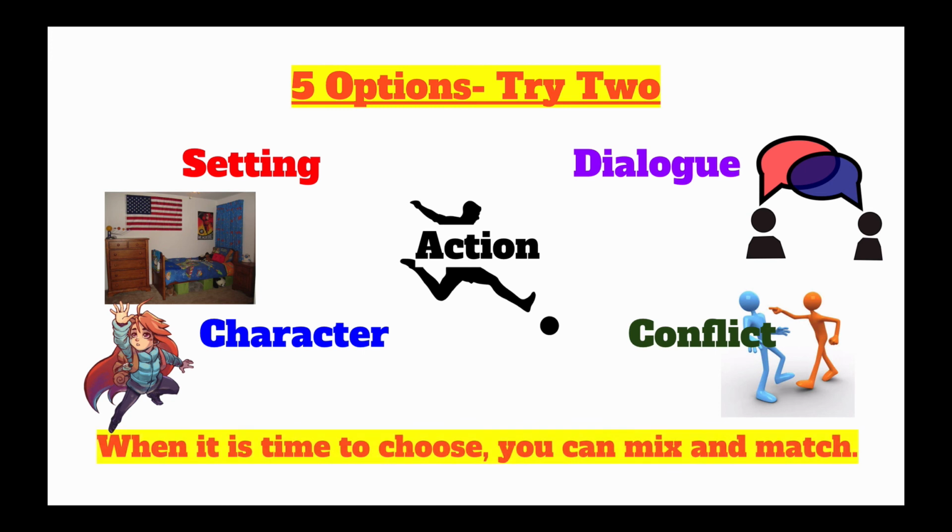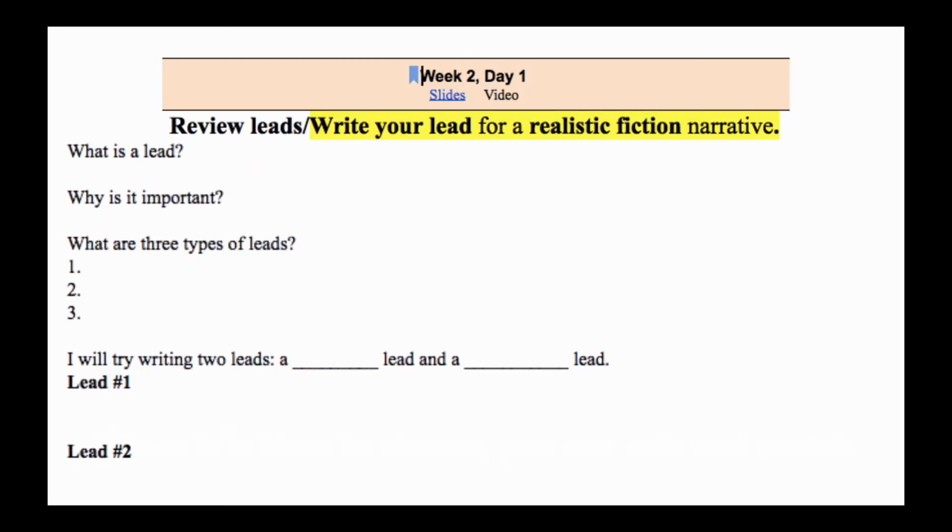Now, your job is to try 2. When it's time to choose, you can mix and match. We're going to try 2 right now. Would you please put on your document 3 types of leads? And would you give it a try? Try to write 2 of them. What 2 do you want to try? You can mix and match.